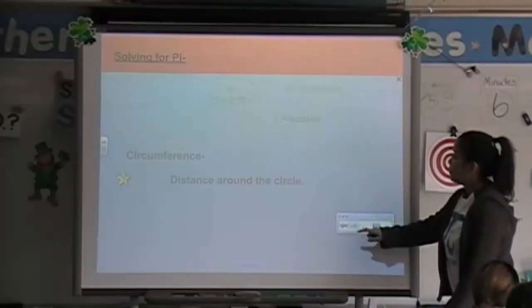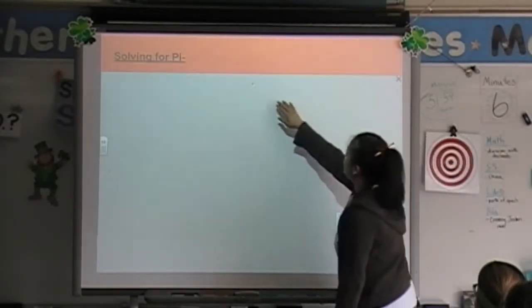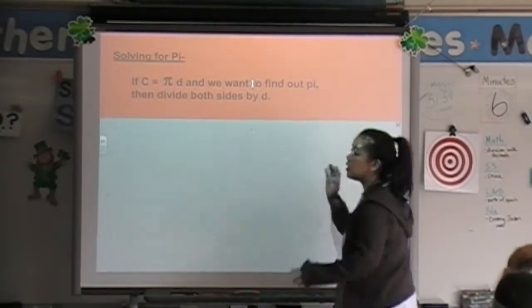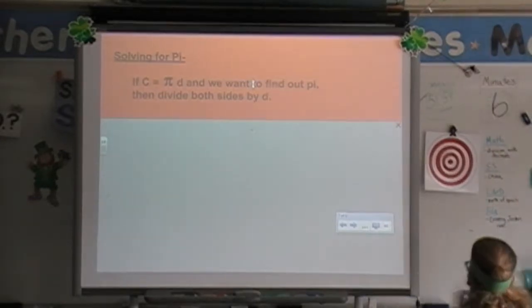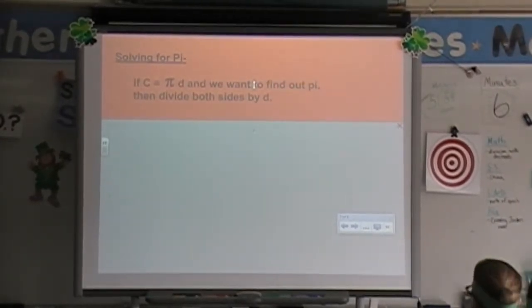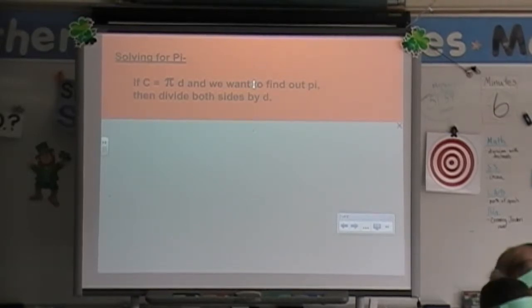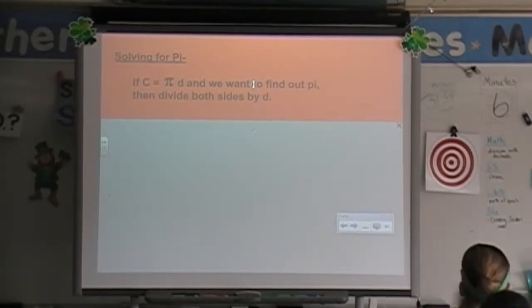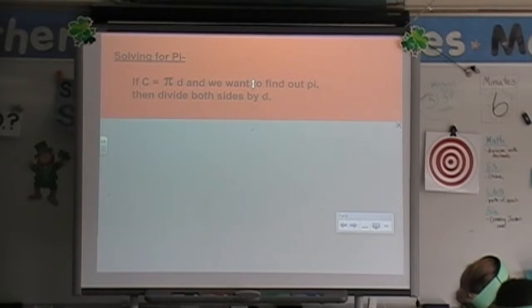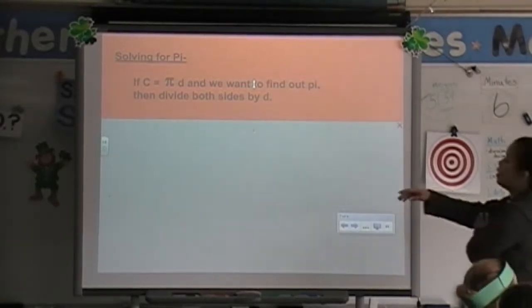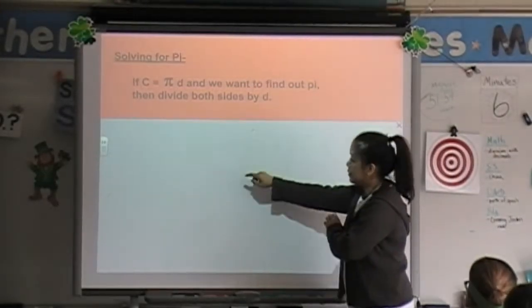Okay. So, here we go. Let's take a look at this statement. If circumference equals pi times diameter, and we want to find out pi, then divide both sides by the diameter. Oh, that's a lot. Yeah, I know. Let's keep going. Steps. Can you write that down?